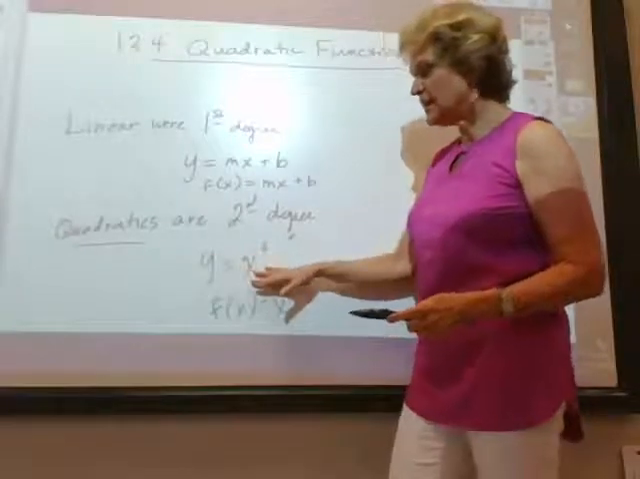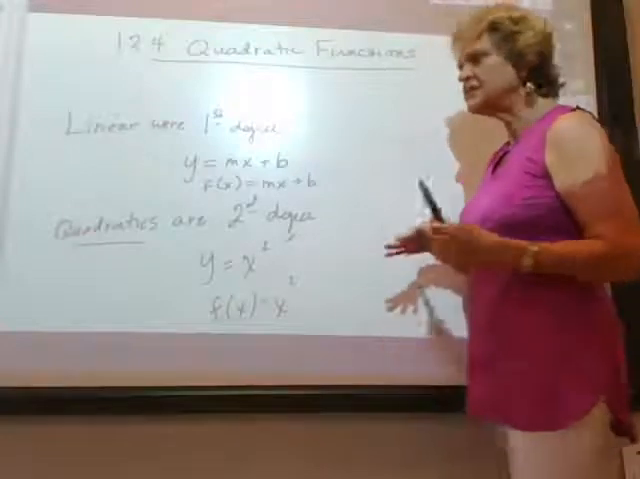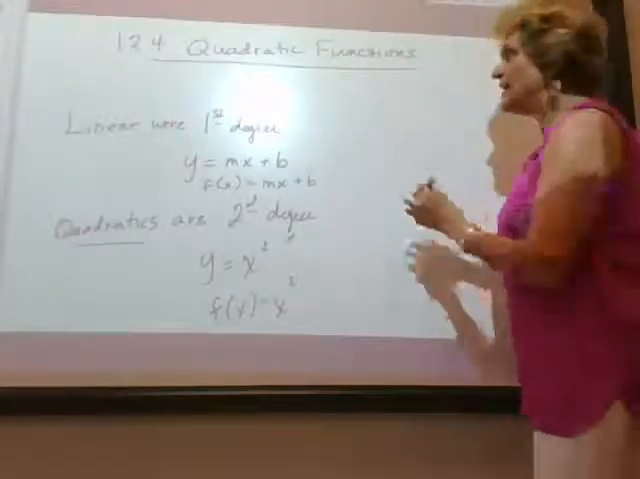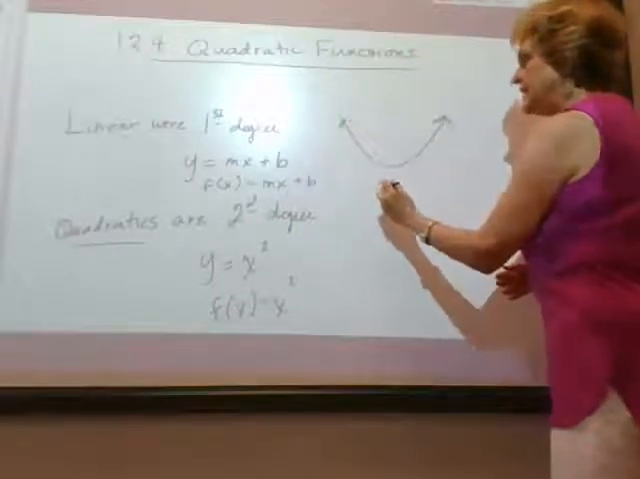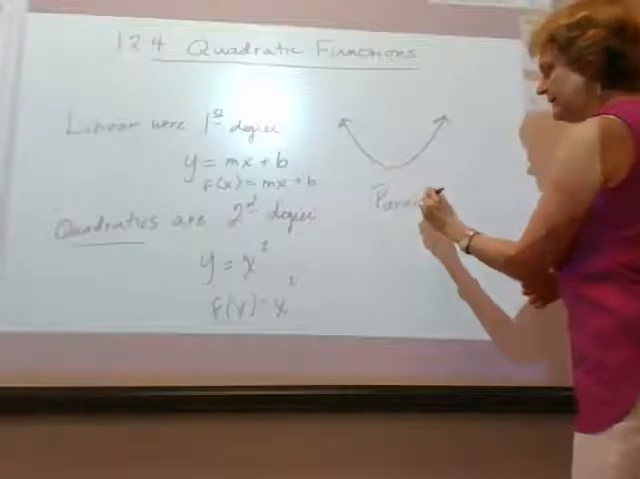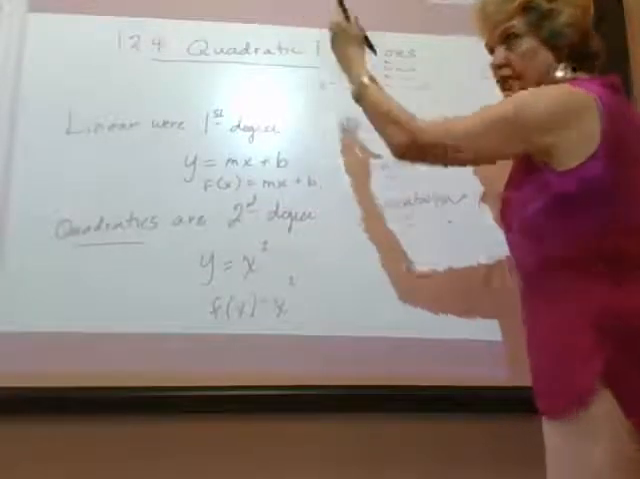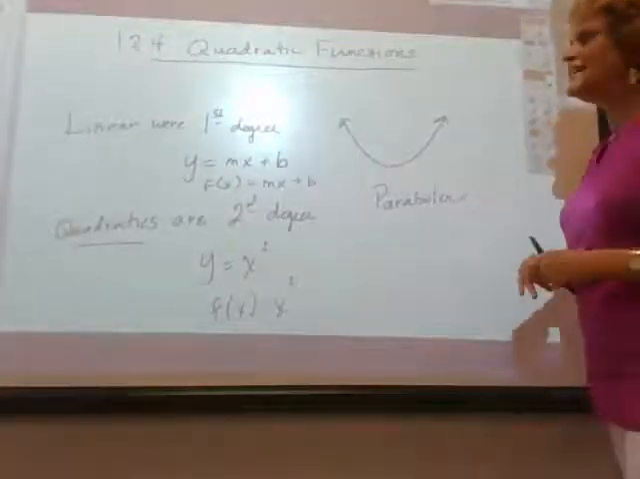So y equals x squared, or f of x equals x squared. This is going to be a quadratic function. It's not going to be linear. Its graph is going to be what we call a parabola. And theoretically, remember, as it goes outward, it's going up, so it will pass the vertical line test.